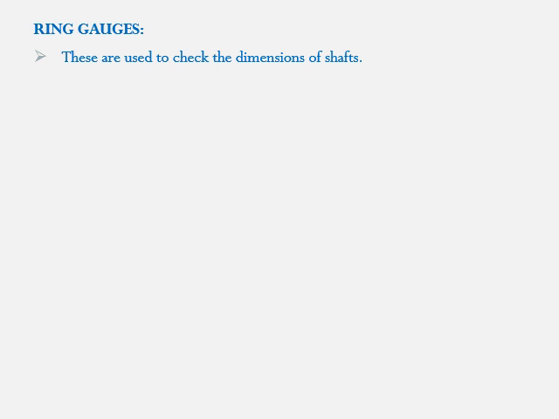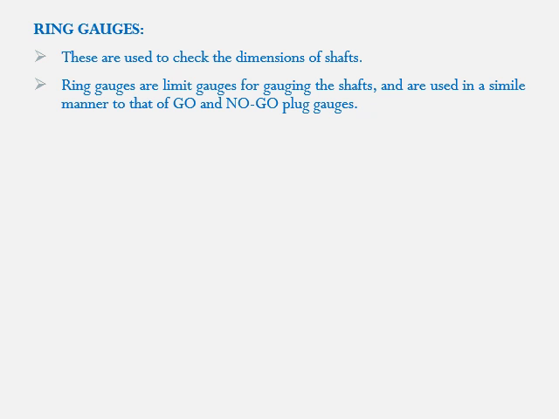Next is about the ring gauges. They are used to check the dimensions of the shafts, which we have seen in the previous slide. They are limit gauges for gauging shafts and are used in a manner similar to go and no go plug gauges.